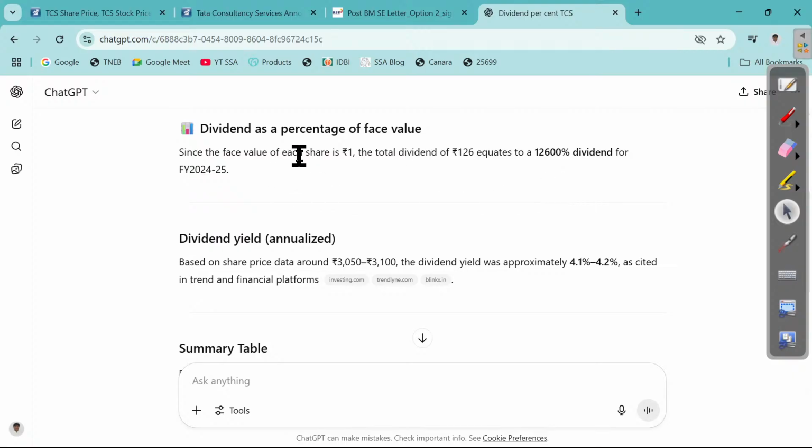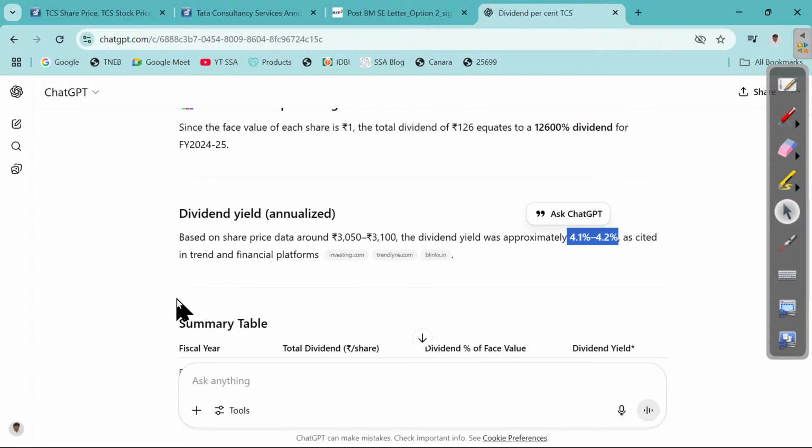So, since the face value of each share is 1 rupee, the total dividend is 126 rupees, which is nothing but a 12,600 percentage dividend. But as an investor, you are not paying only 1 rupee per share. The 1 rupee share is traded at around 3,500 rupees. Actually, you have to invest 3,500 rupees to get this 126. Means, as per your view, you'll be getting anywhere between 4.1 to 4.2%.